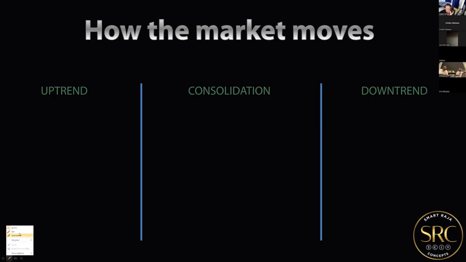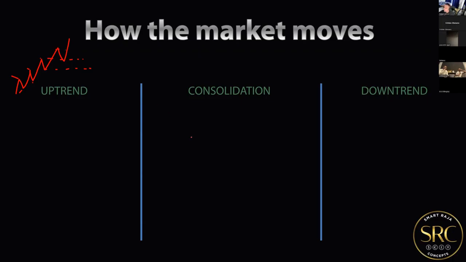Whenever we have an uptrend, what does the market do in an uptrend? In an uptrend, we make a higher high and a higher low, higher high and a higher low, and that's how the market goes. We have a higher high right here, higher low, higher high, higher low, and so on. And that's basically how the market moves.